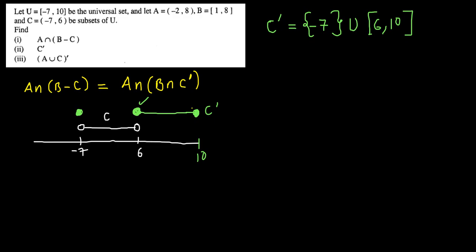Okay. Now, since I've written the set C complement, I can just remove the set C because I'm not interested in the set C. Okay, that is our set C complement. But remember, I want to see where C complement is intersecting with the set B. So I'm now going to put the set B. The set B is from 1 up to 8. So 1 is going to be somewhere here, 8 will be somewhere here.